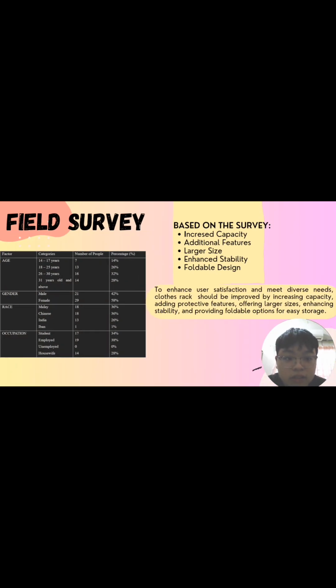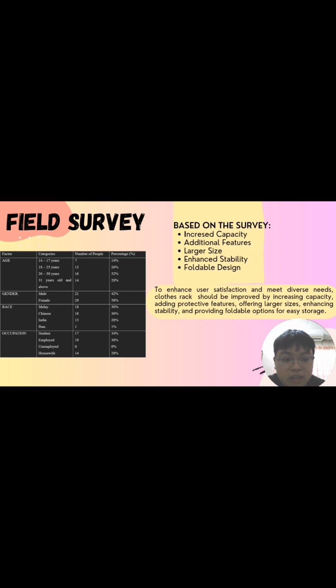Now I will be presenting some key demographic data based on a recent survey. Let's start with age distribution. The largest age group represented is those between 26 and 30 years old, making up 32% of the respondents. This is followed by the 31 years old and above group at 28%, then the 18 to 25 years group at 26%, and finally the 14 to 17 years group at 14%.